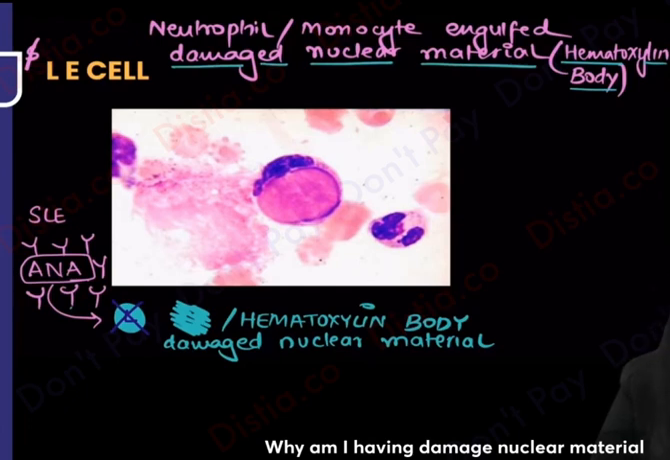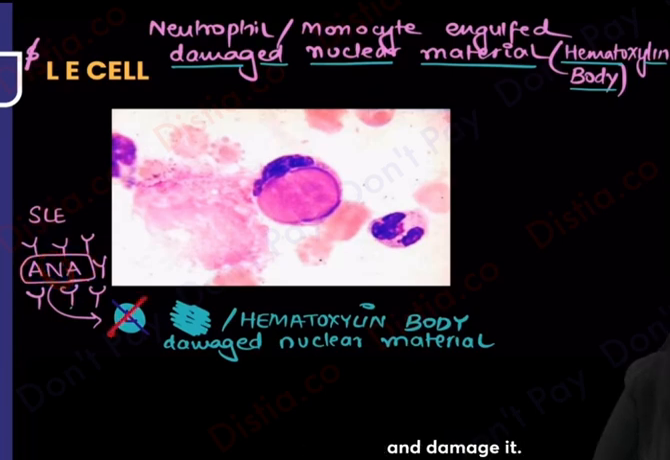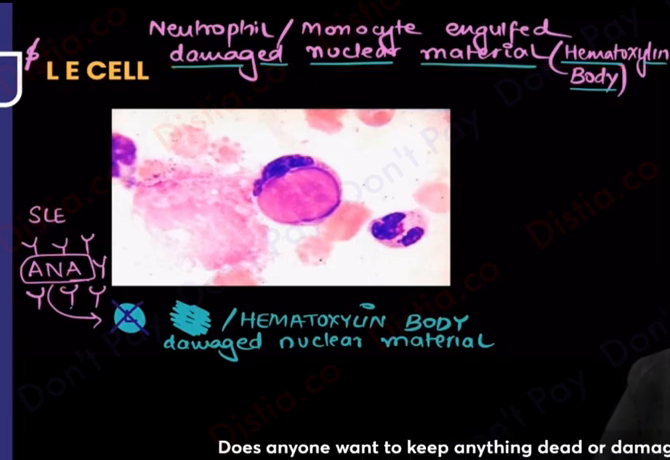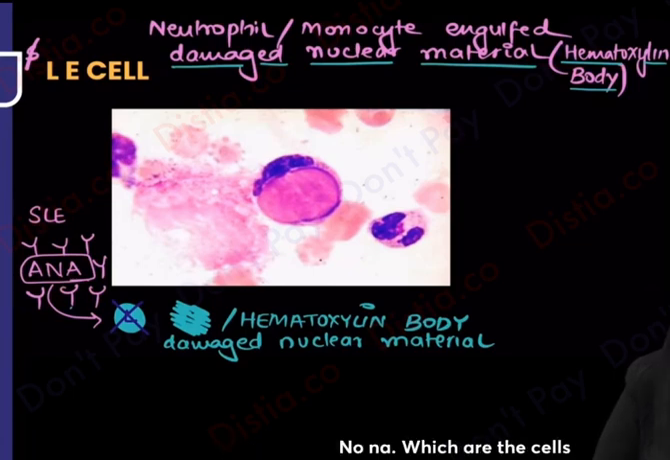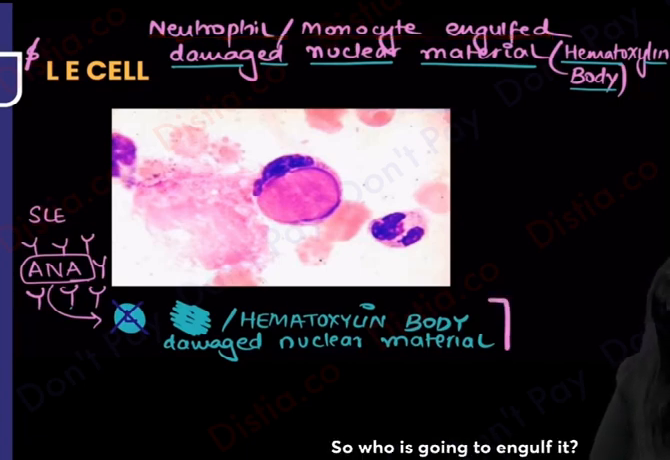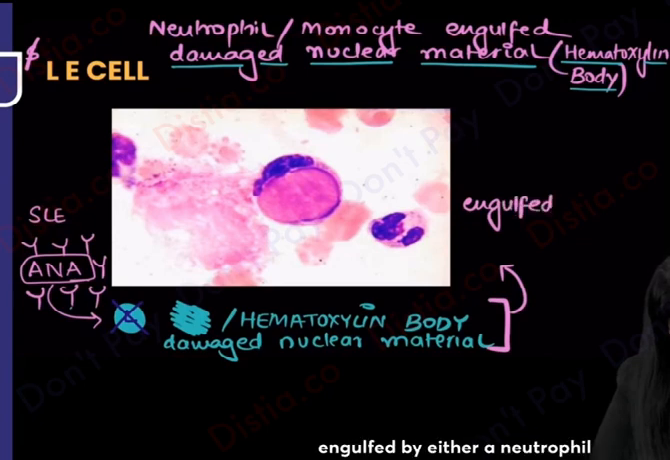Why am I having damaged nuclear material or hematoxylin body? Because these antibodies, their name itself is anti-nuclear antibody. They will go and damage it. They will damage everything. So I have understood where this came from. Tell me, do you want to keep anything damaged in your system? Does anyone want to keep anything dead or damaged? No. Which are the cells which will always be hungry and will come and eat it? Neutrophils and monocytes. So who is going to engulf it? Remember, these are going to be engulfed by either a neutrophil or a monocyte.